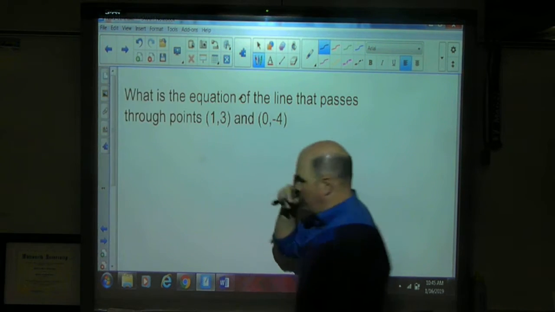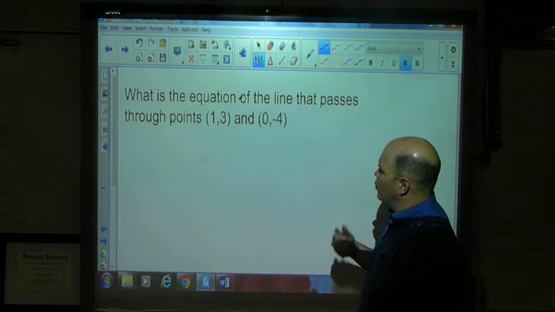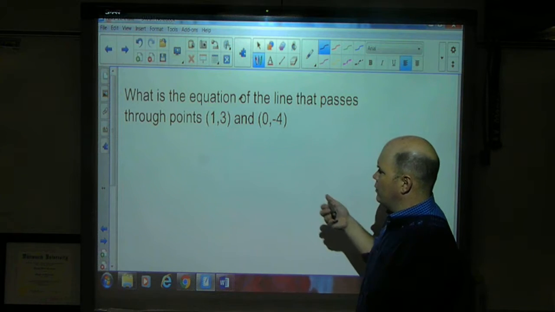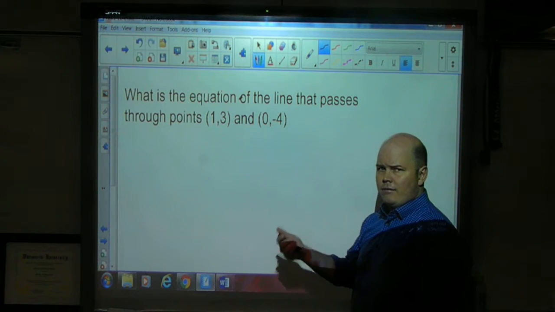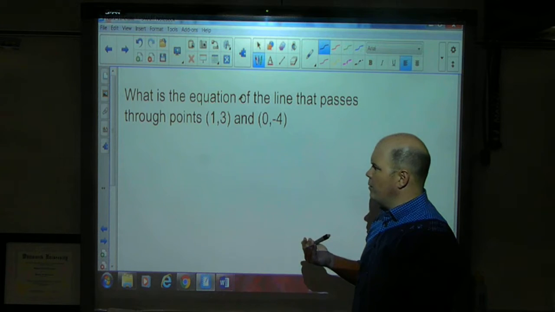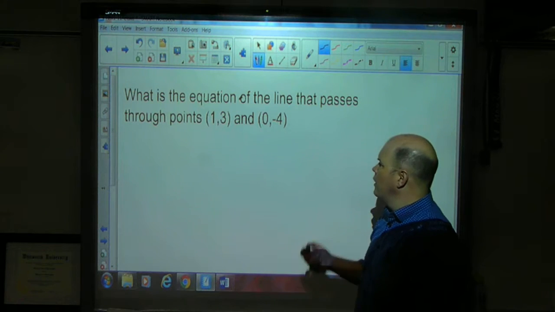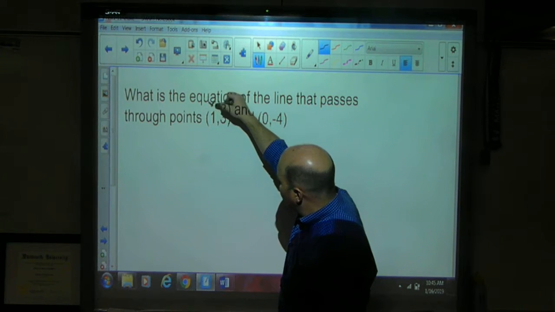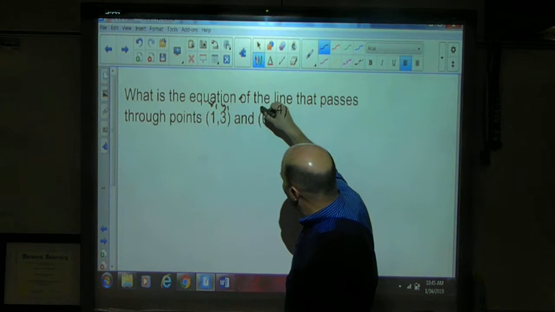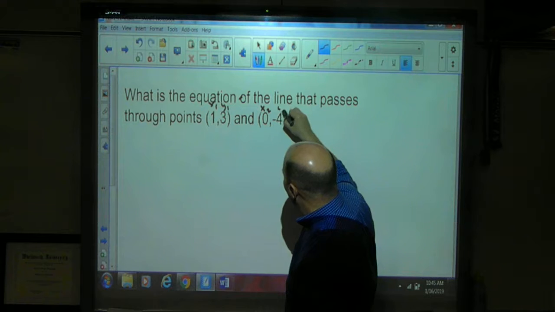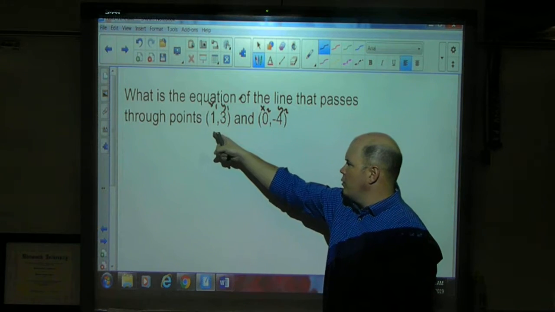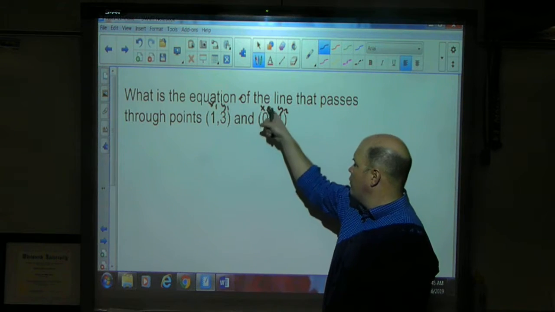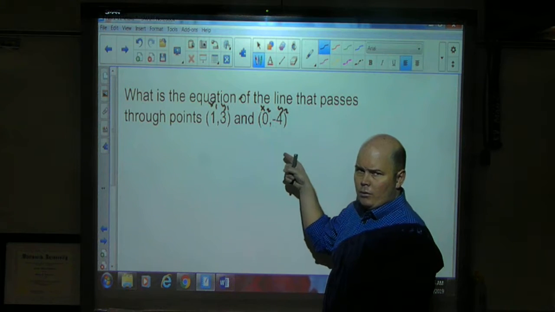Okay, another problem that you saw in the second part of your test is what is the equation of the line that passes through these 2 points? So now we just have 2 points. We don't have a slope, and we need to find the equation. So the first thing I'm going to do is I'm going to just label my coordinates. That'll be x1, y1, and we'll call this x2, y2. Or my first x coordinate, my first y coordinate, my second x coordinate, and my second y coordinate.